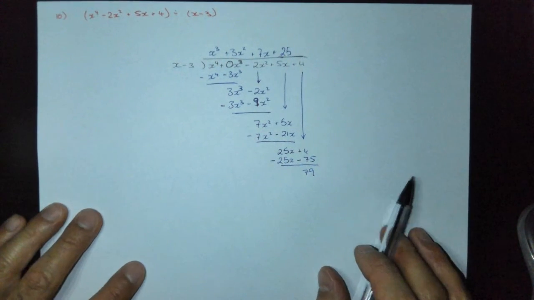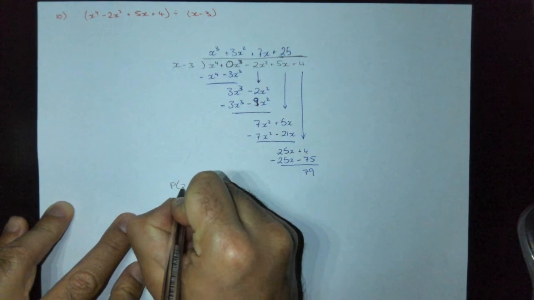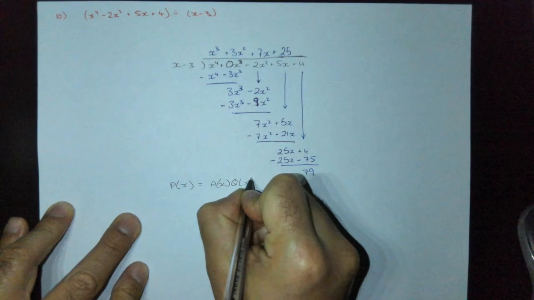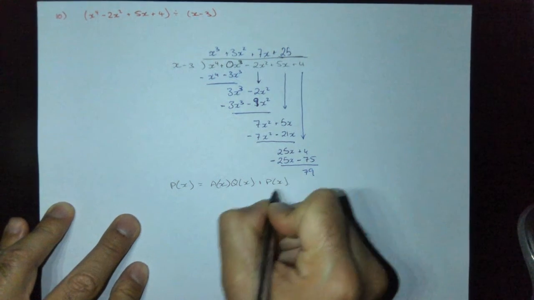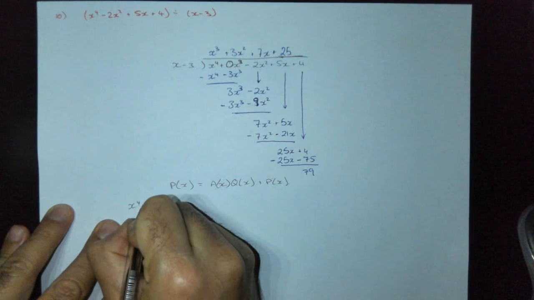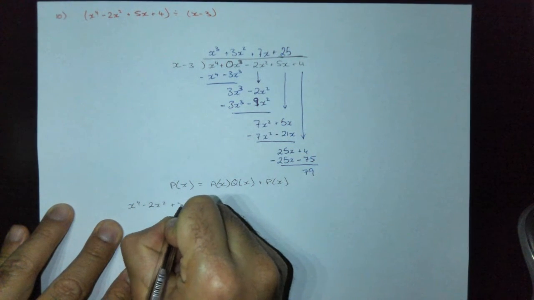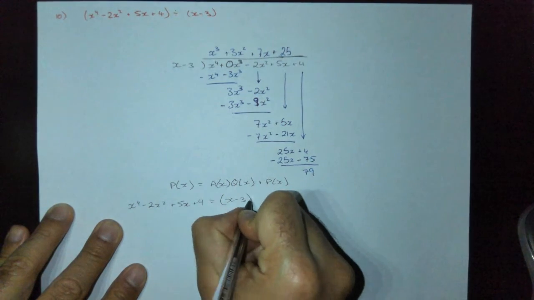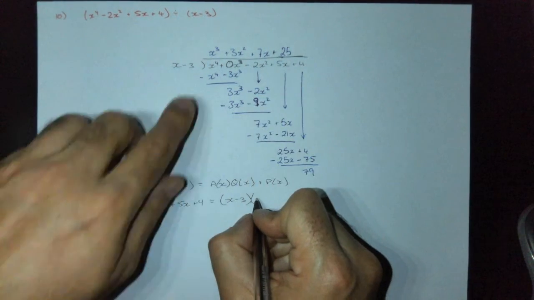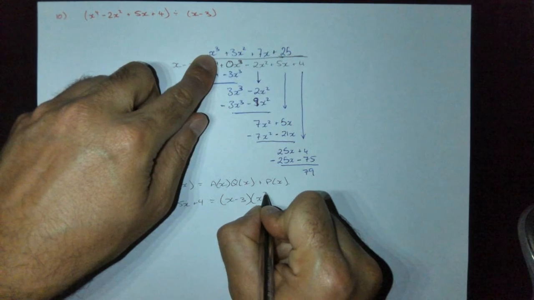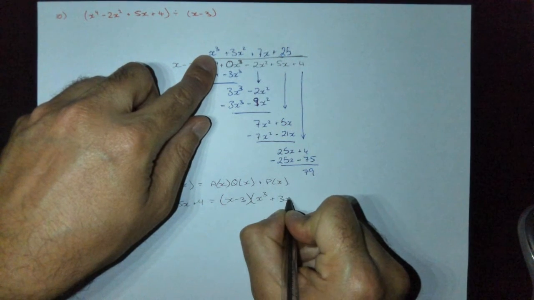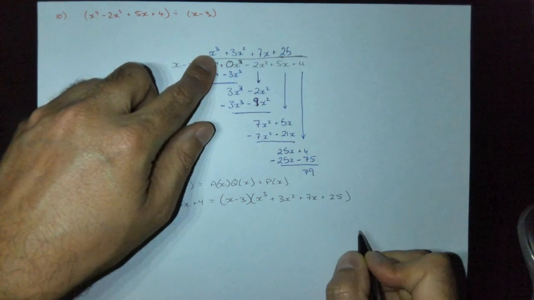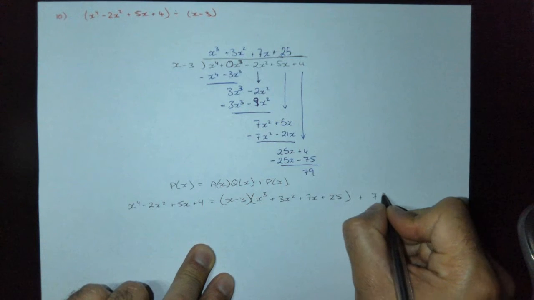So writing it in its polynomial form, x to the power of 4 minus 2x squared plus 5x plus 4 is equal to x minus 3, the divisor, times the quotient, x cubed plus 3x squared plus 7x plus 25, plus 79.